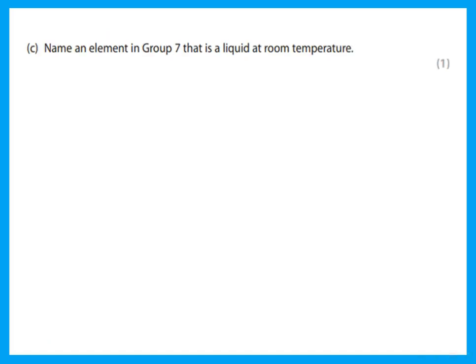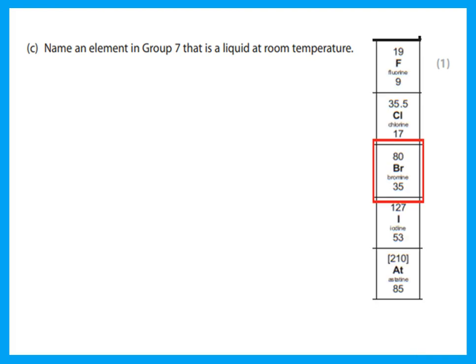Name an element in group 7 that is a liquid. Again, where is group 7? Group 7 is fluorine, chlorine, bromine, iodine, astatine. Which of these is a liquid? Remember that the only liquid non-metal is bromine.